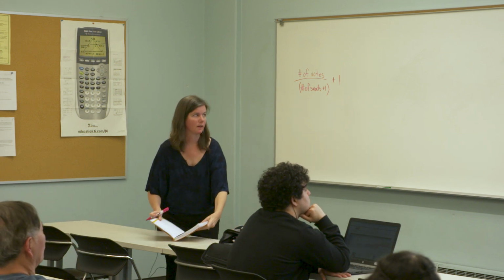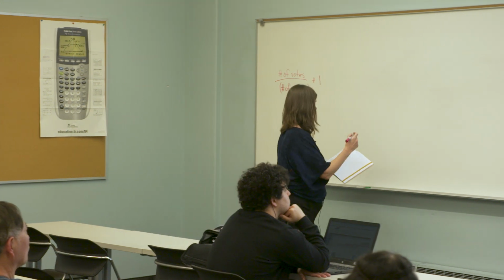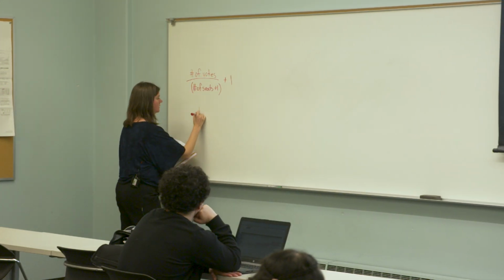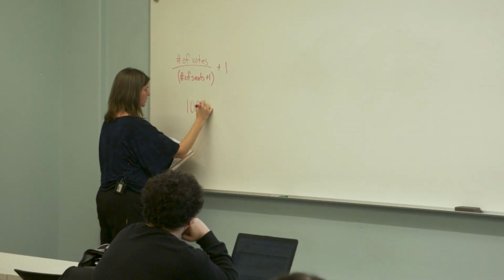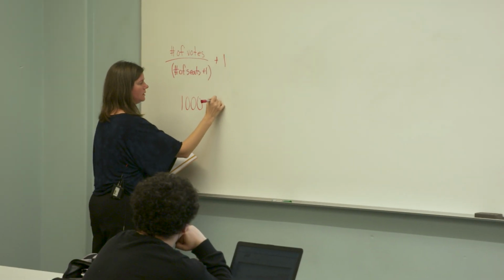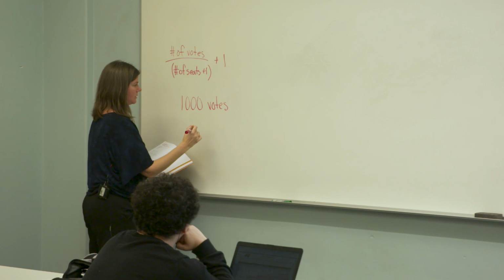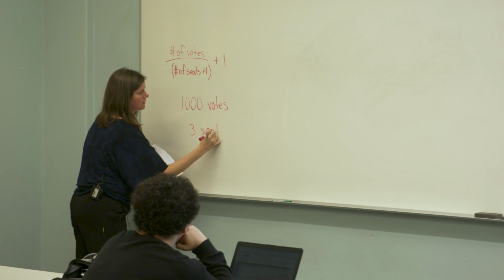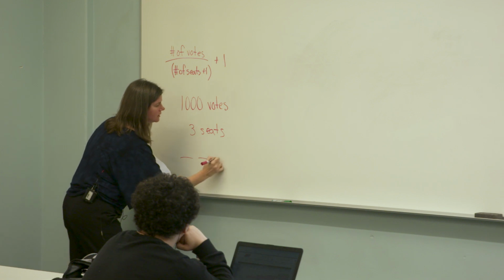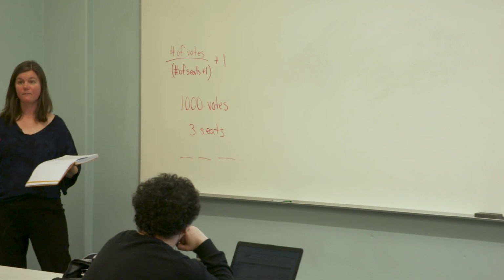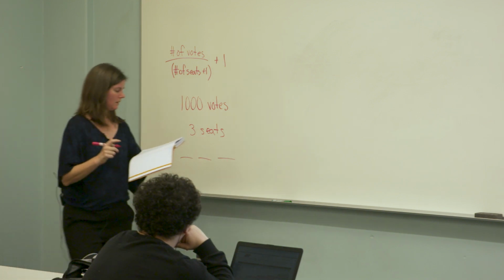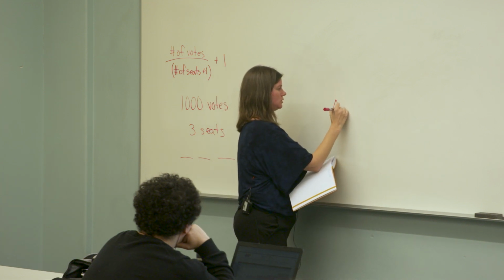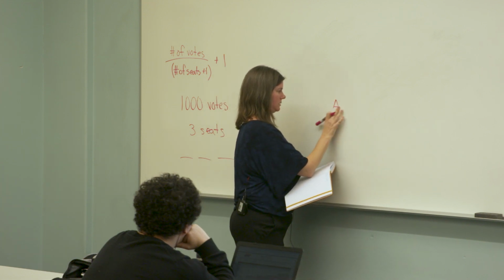So let me walk through an example. Let's say you have 1,000 votes and you've got 3 seats to fill. And we've got 6 candidates. Let's say that this is initially how it plays out.